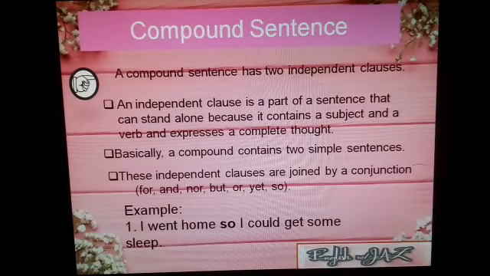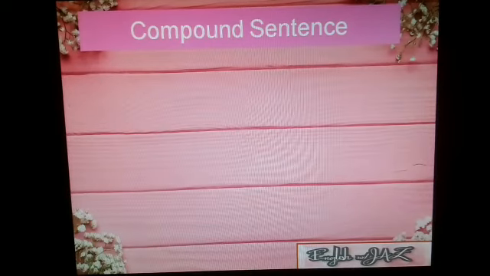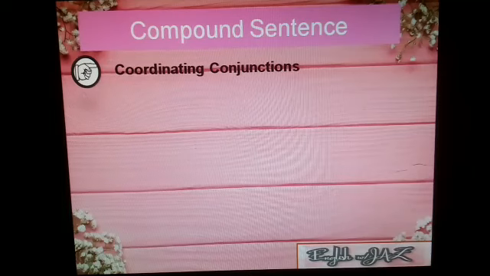For example, I went home so I could get some sleep. In this example, we have two simple sentences or two independent clauses joined by our conjunction so. The first independent clause is I went home. The second independent clause is I could get some sleep. So what are these coordinating conjunctions again that join our simple sentences to form a compound sentence?